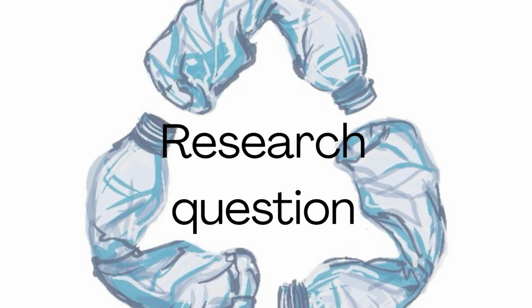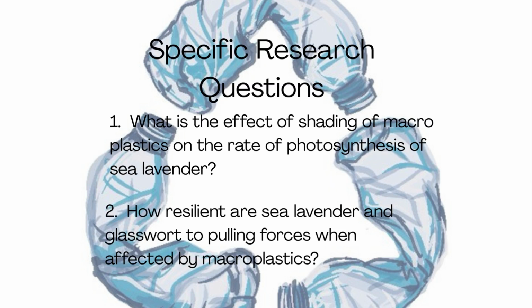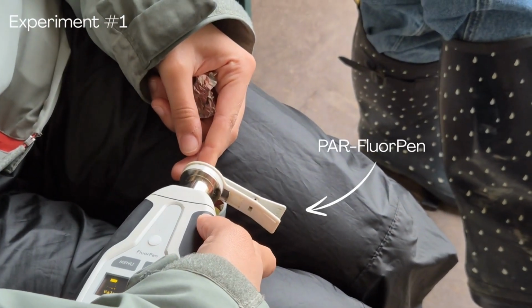Our research question is, what is the effect of macroplastics on the survival rate and success of sea lavender and glasswort over the inundation gradient? We thought of two specific research questions that will help us answer this question. For each SRQ, we composed a hypothesis of what we think will be the end result of each experiment we design. For our experiment, we used a device called the PAR fluor pen.